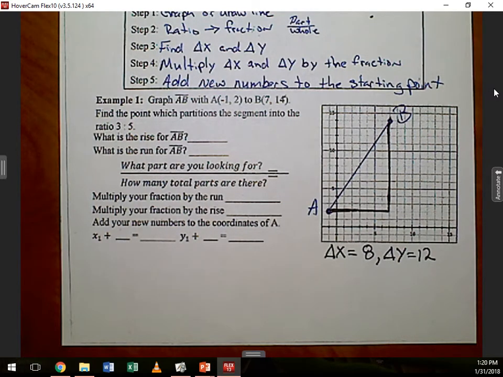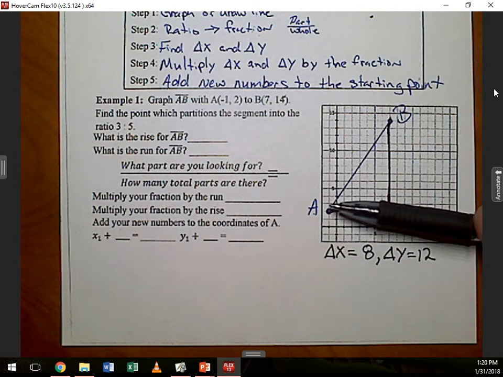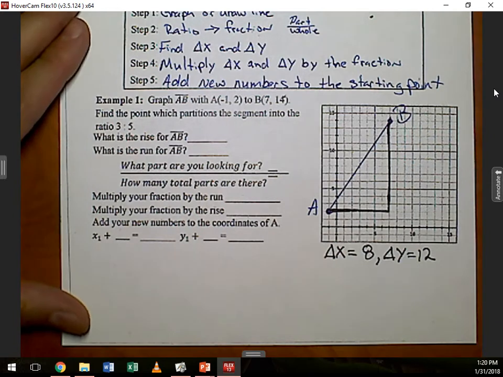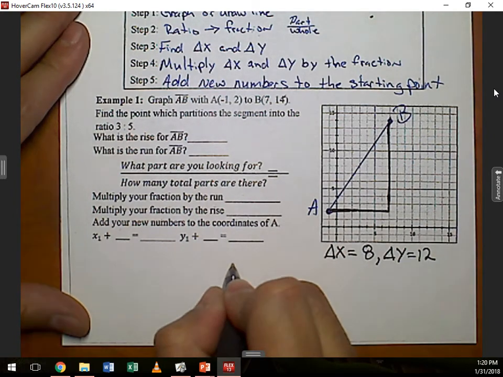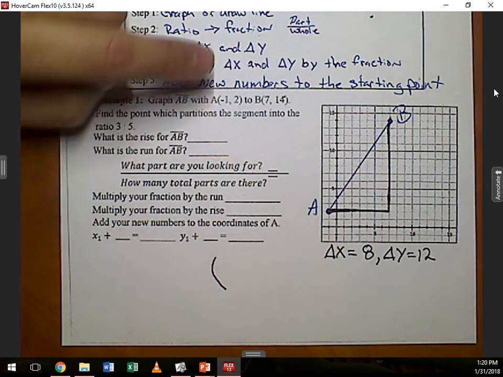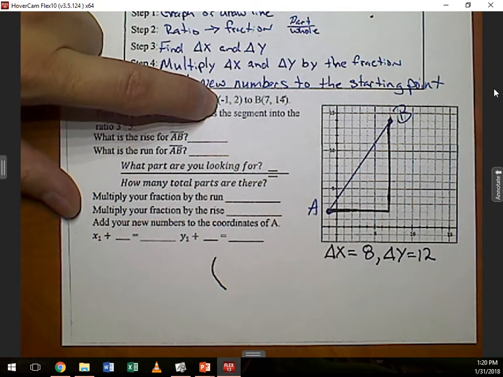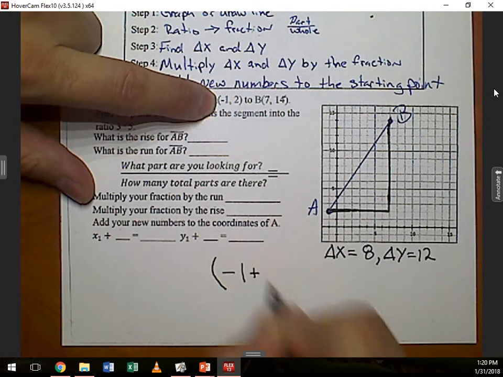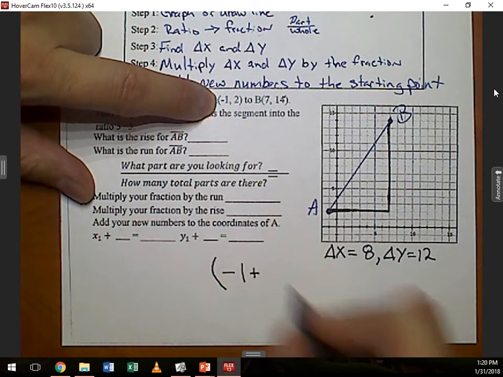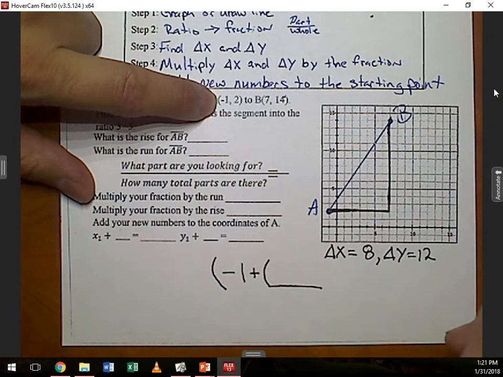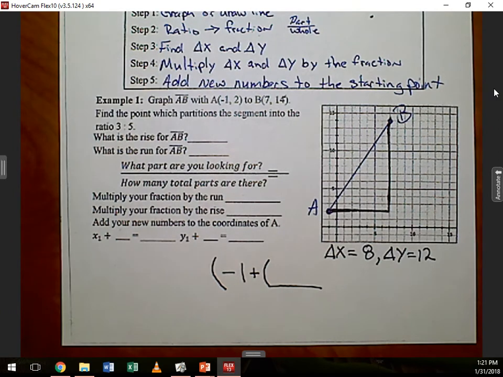Now, my starting point here is what? Over here at A, isn't it? Okay, so now this is what we're going to do. I'm going to set up my problem, and it's going to look a whole lot like this. So the x value for A is -1 plus. Now I'm going to put a parentheses right here because we're going to put in some values.